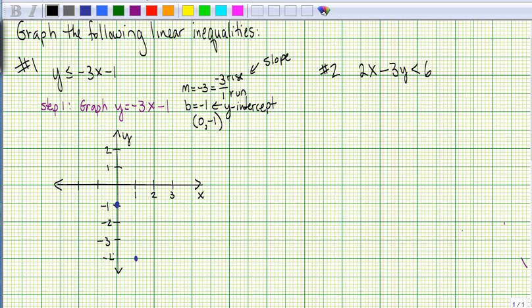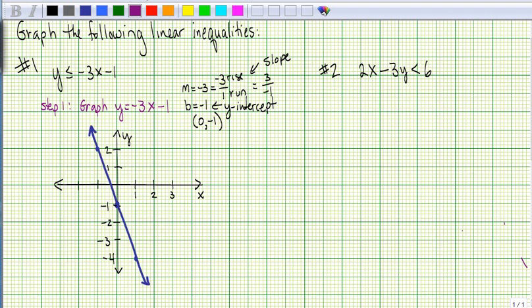Since the slope is negative 3, you could also write it as 3 over negative 1, which represents the same slope. If I wanted to get another point and didn't want to go way down there, I could rise 3 and run 1 to the left. 1, 2, 3, rise 3, and go to the left 1. That would give me a nice line to draw.